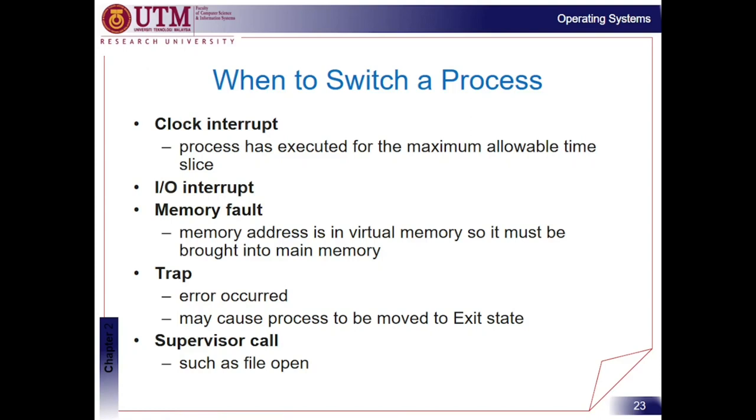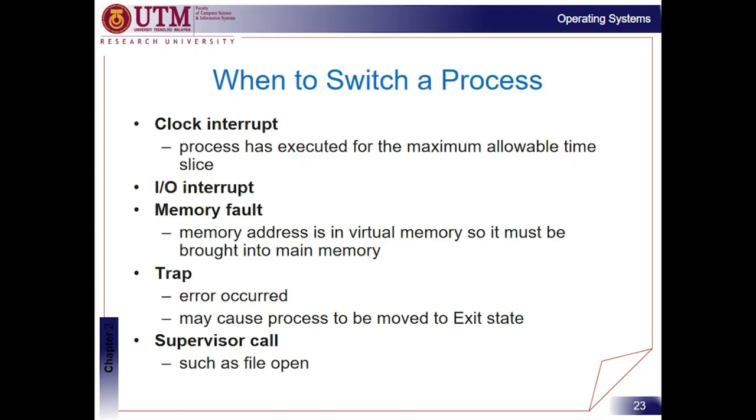This slide explains the different situations when a process can be switched by the operating system. A process is a program that is executing on the CPU. The operating system can switch between different processes to share the CPU resources and improve the system performance. One situation is when a clock interrupt occurs. This means that the process has executed for the maximum allowable time slice, which is a fixed amount of time assigned by the operating system. The operating system can then switch to another process that is ready to run.